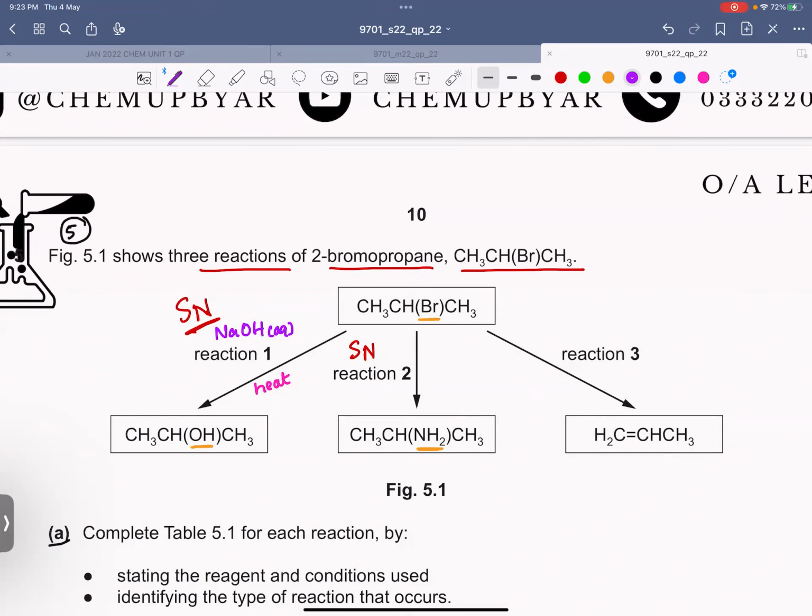Remember, in AS level, there are 2 substitutions, either nucleophilic or free radical. There is no electrophilic substitution in AS level. Okay.